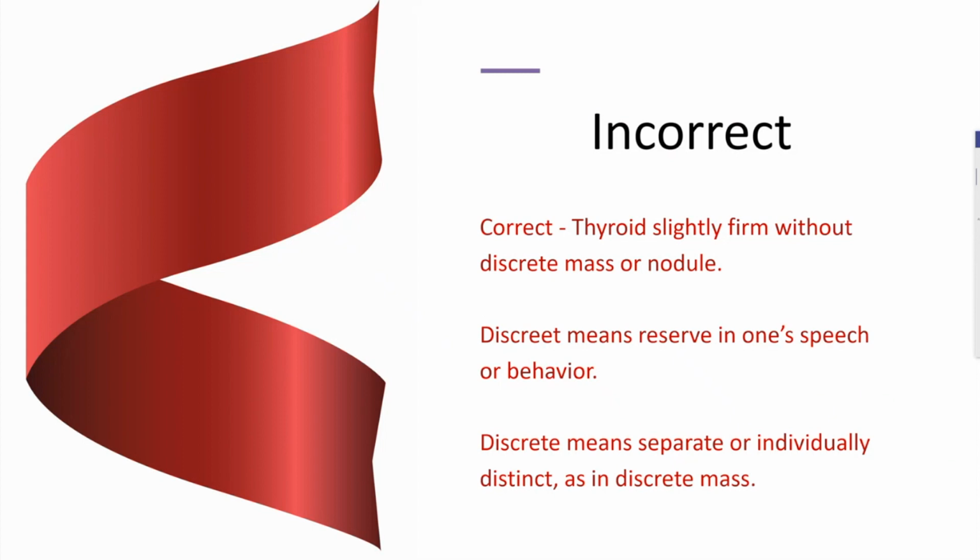Thyroid slightly firm with discrete mass or nodule is the correct way to do that. We had discrete with two E's at the end, and those are two sound-alike words. Discrete with two E's means reserved in one's speech or behavior. Discrete, E-T-E at the end, means separate or individually distinct, as in a discrete mass. Be really careful of these sound-alike words like discrete.